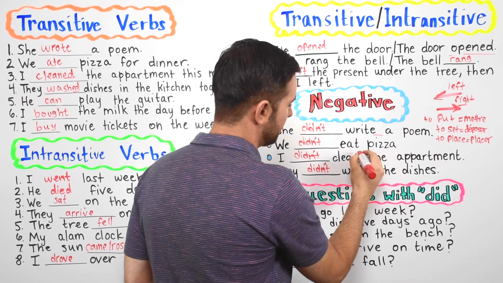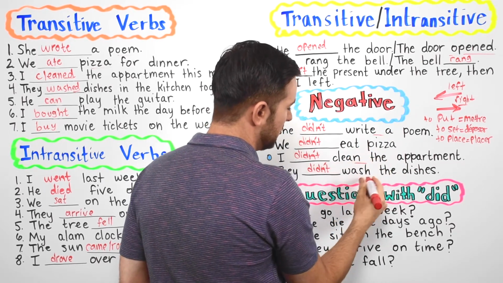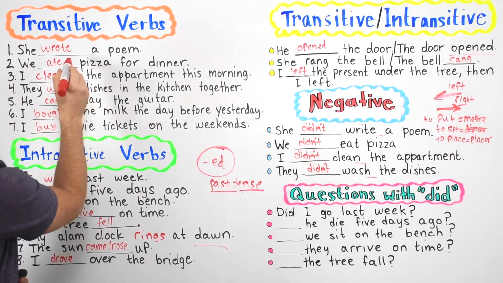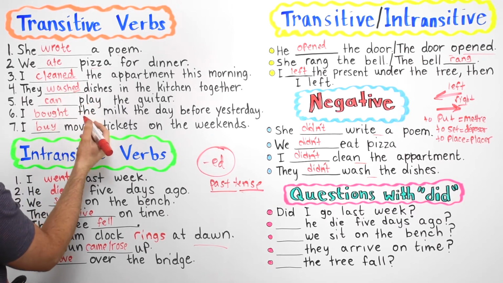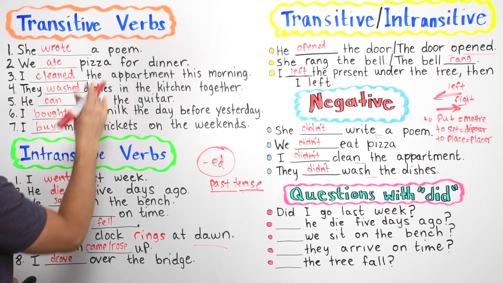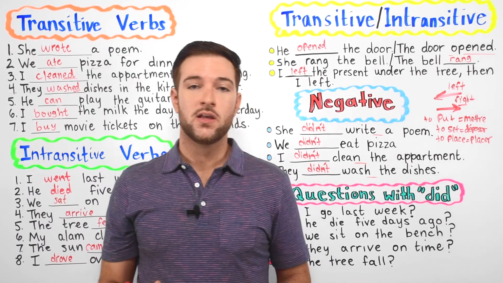We just have eat. Okay, we don't have ate, we have eat. We don't have cleaned, we have clean. We don't have washed, we have wash. Okay, whereas here we have cleaned, ed, washed, ed. Okay, ed. Bought, buy, it's in the past. Okay, we're talking about the past.